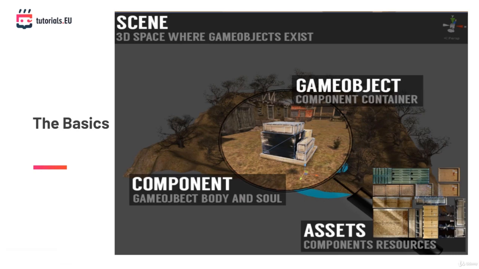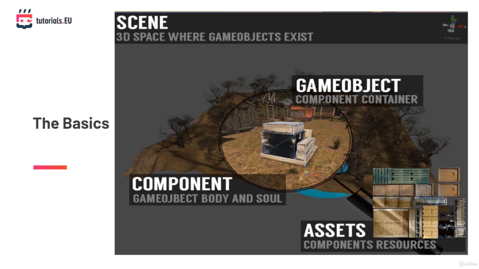In every game, there will be a scene or multiple scenes. A scene is a 3D space where stuff exists. And by stuff, I mean our game content, like characters such as the player or the NPCs, so the non-playable characters, and even buildings, trees, and boxes. Every object which is part of our game content, we will call a game object.